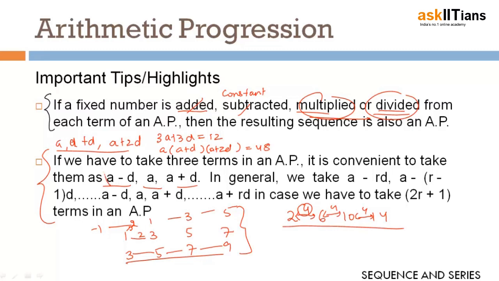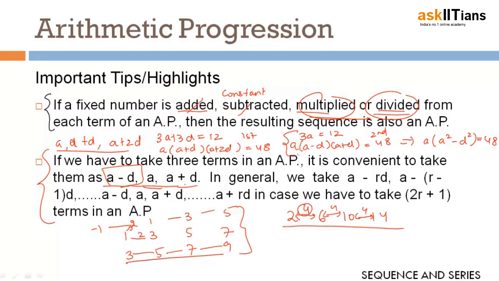Now let us see what happens when we take the terms as A minus D, A, A plus D. If you add all of these, you get 3A equal to 12. For the next equation, I take A outside, and A minus D and A plus D together is equal to 48. This can further be simplified: A into A squared minus D squared is equal to 48. Comparing the two cases, calling this the second case, you can clearly see the equations obtained in the second case are much simpler than in the first case.